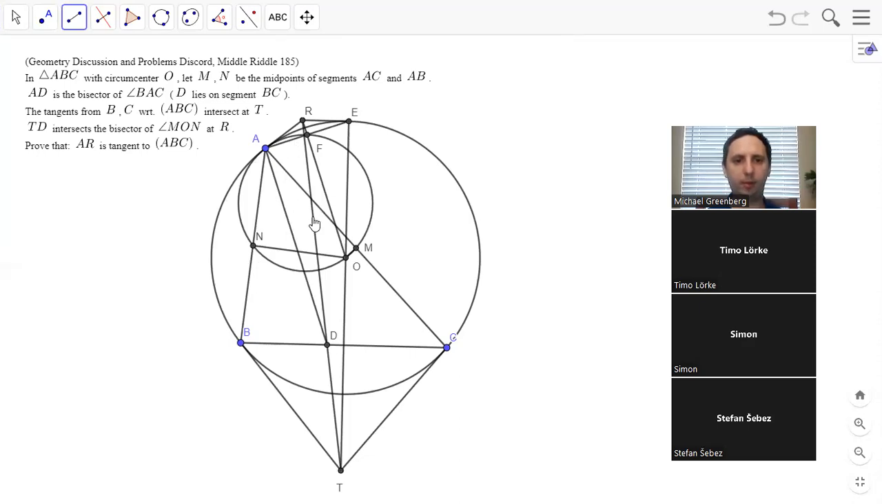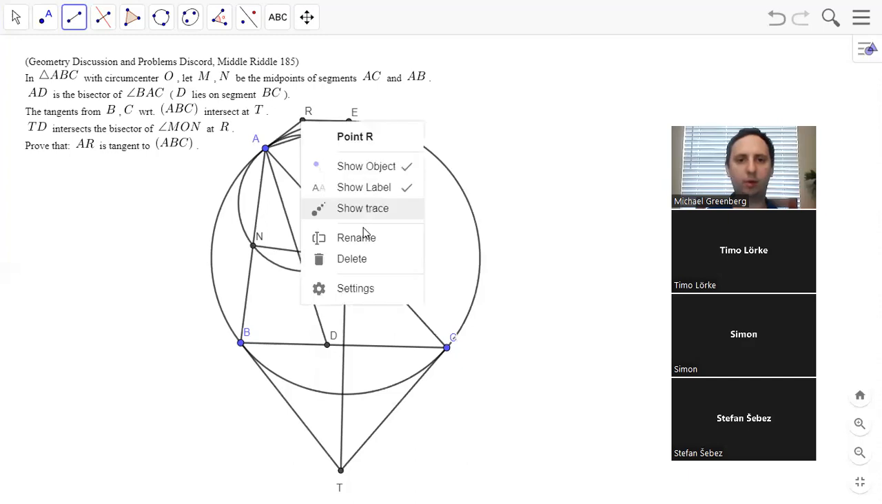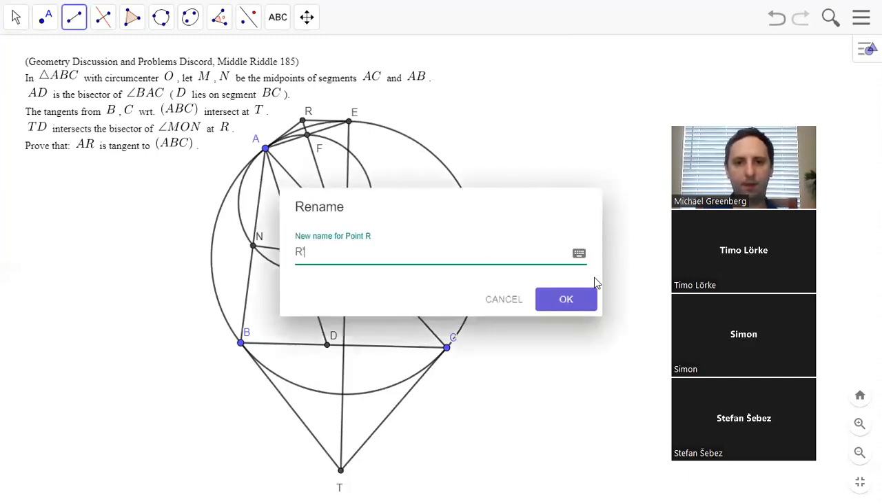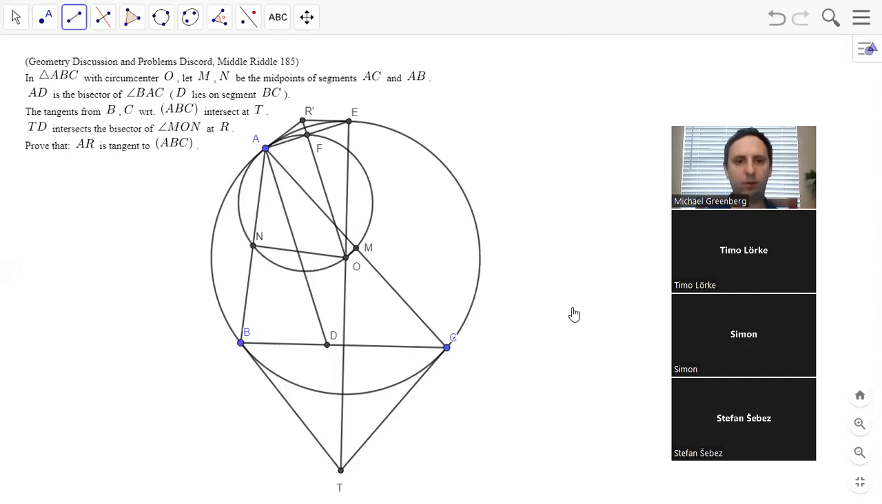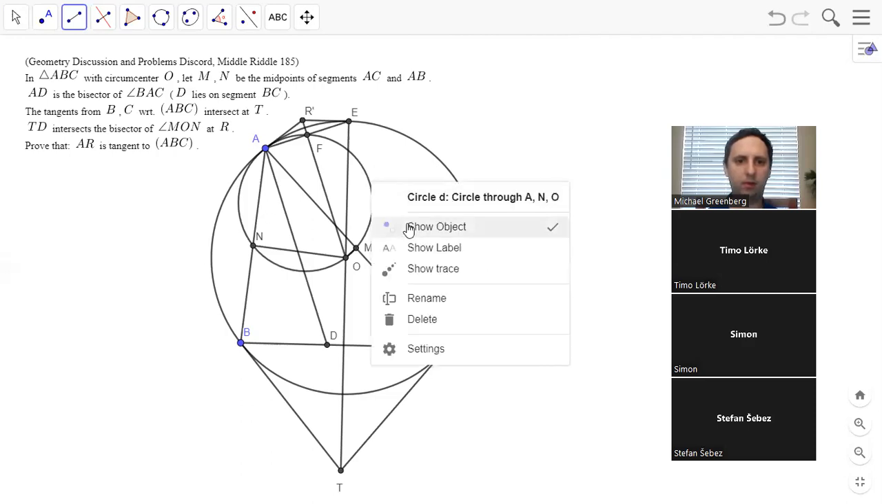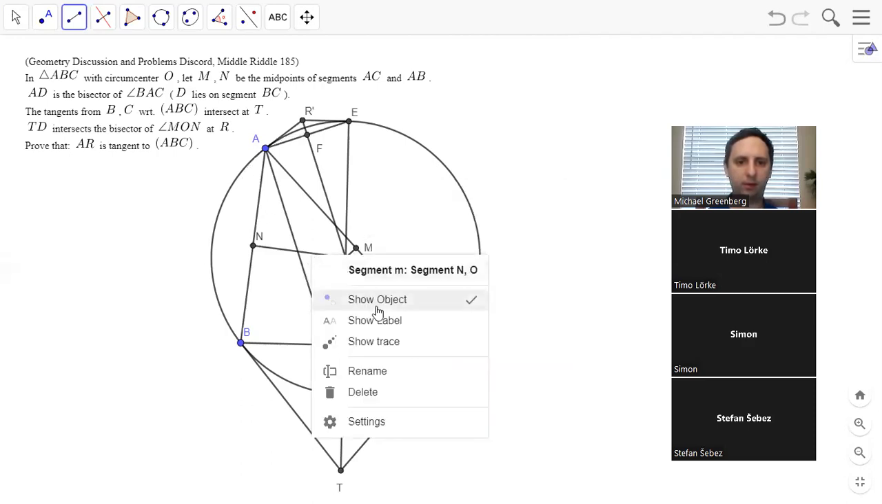So really, it might be easier to redefine the problem. We could let the tangents at A and E meet at R, and then we want to show R, D, and T are collinear. That might be an easier way. So yeah, we could call this R prime, and we want to show that R prime, T, and D are collinear. Then we don't even need M and N and O and all that, right? So that would allow us to hide all these things.